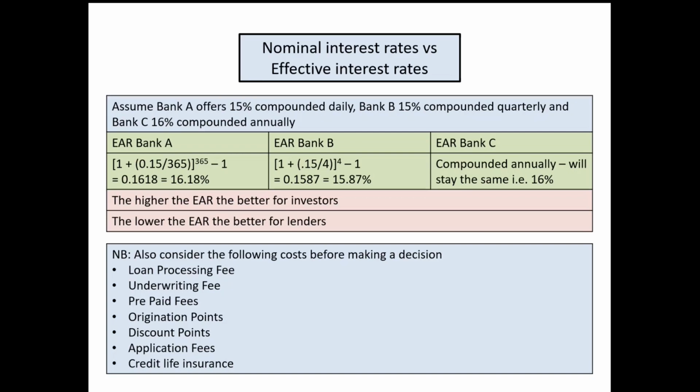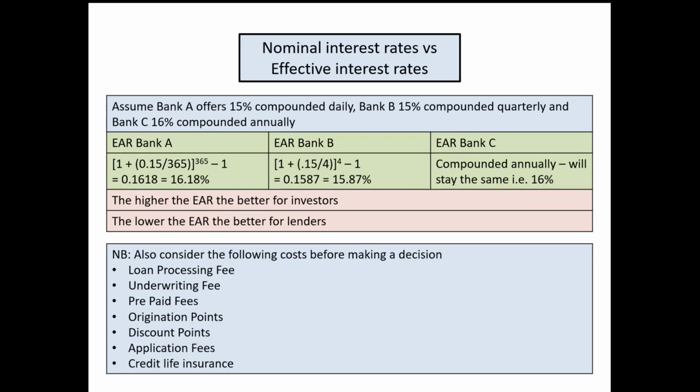Bank A offers 15% interest compounded daily. Bank B offers you 15%, assume this is a loan, compounded quarterly, and Bank C gives you a 16% compounded annually. Now let's see what this means, okay? So if we are going to calculate our effective interest rate or our effective annual rate, that's why you have an A there, for Bank A, we have to take that 15%, okay, that we had.